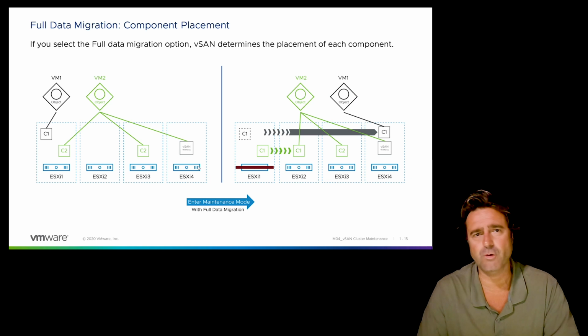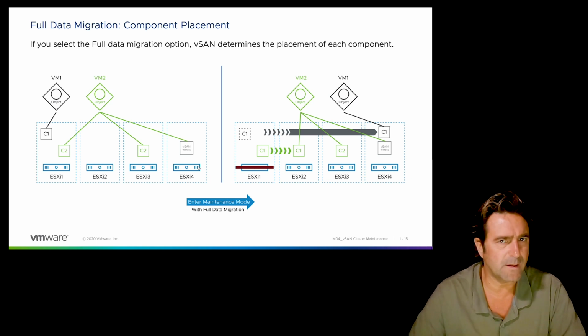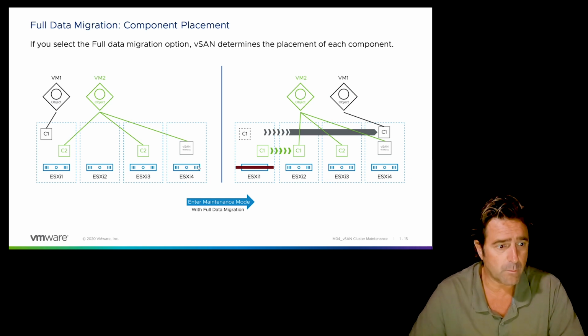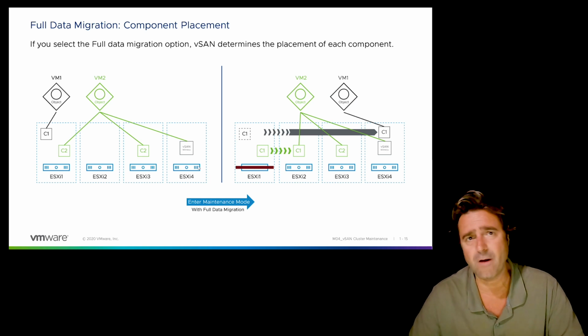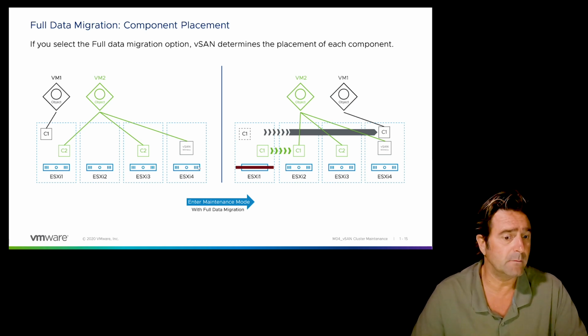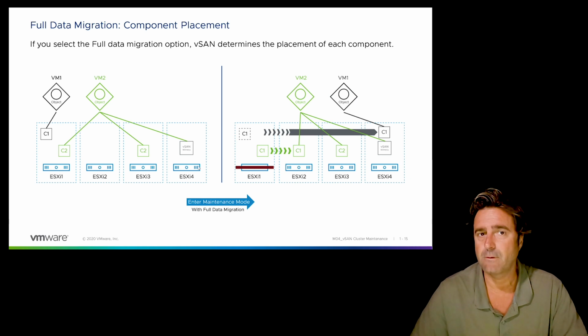And that's what they try to show you in this illustration. Once again, we're putting host 1 in maintenance mode. In this case, unlike the first one, we're moving not only the component for VM1 for obvious reasons, but we're also moving the component for VM2 that was in host 1. And in this case, it can only move to host 2.